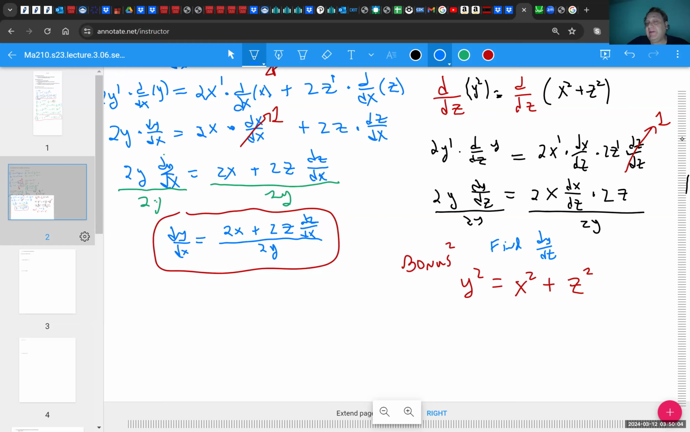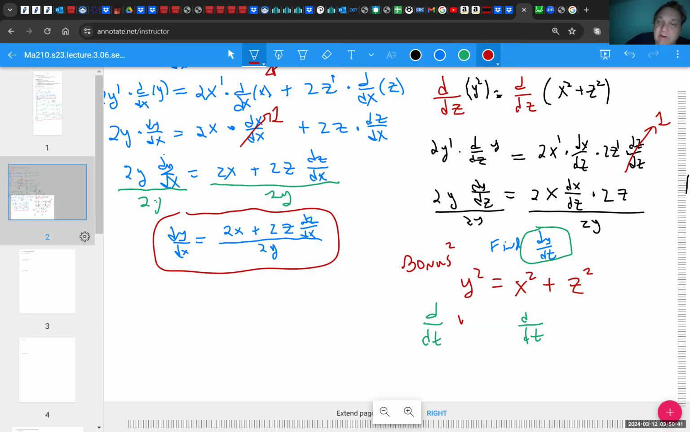We're going to assume that x and z are variables that change with respect to t, right? So we're not just saying x and z are constants. We're going to say x and z are actual variables. They just move in time or move in t, and we're going to find the derivative of these things. So just in terms of what we've been doing, if we're trying to find dy dt with t as the input variable, then I'm going to differentiate with respect to t on both sides.